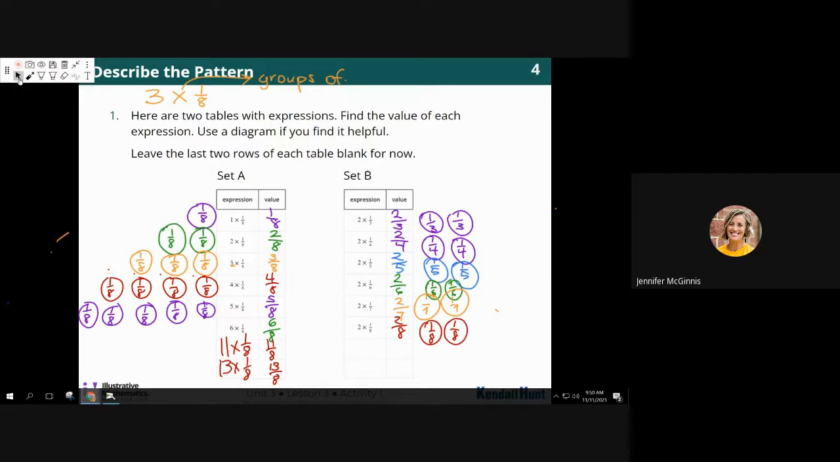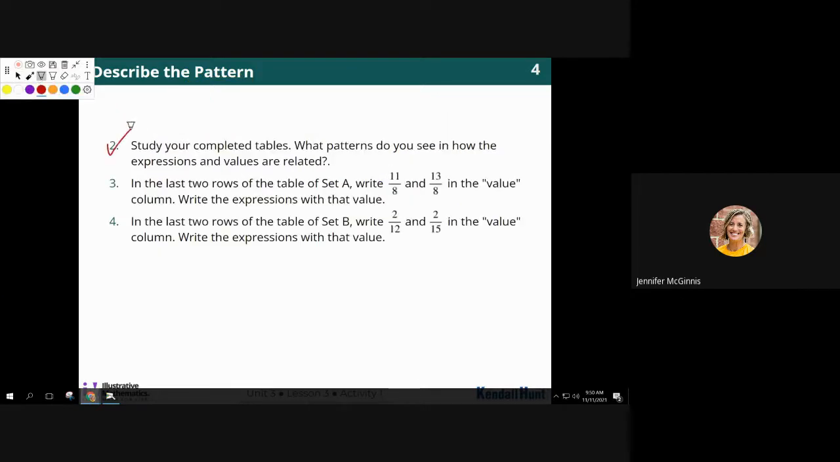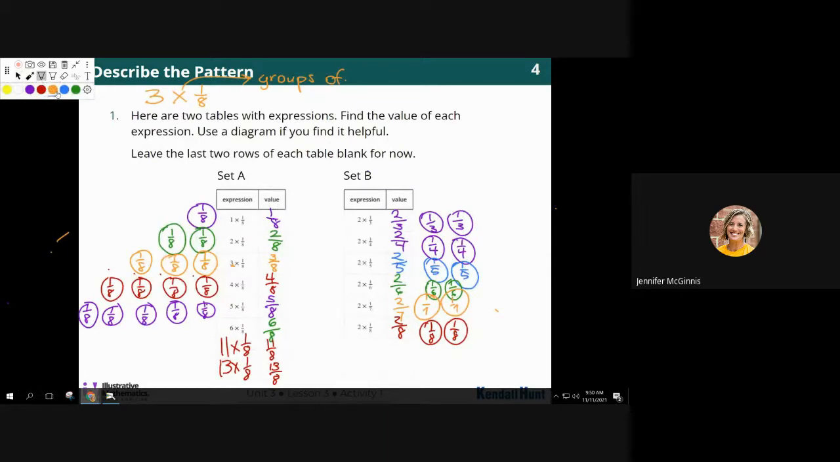In set B, let's read this together. Number 3, number 4. In the last 2 rows of the table of set B, write 2/12 and 2/15 in the value column. 2/12, 2/15. Write the expressions that go with that value.